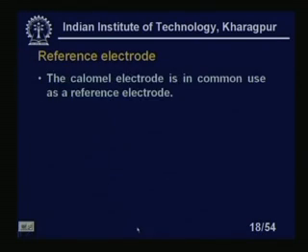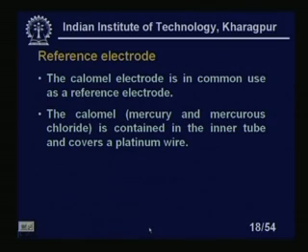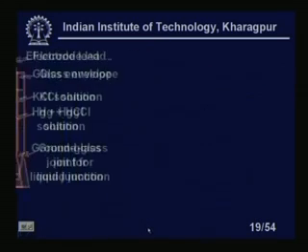You see the reference electrode. The calomel electrode is in common use as a reference electrode. The calomel, a mercury and mercurous chloride, is contained in the inner tube and covers a platinum wire. A saturated solution of potassium chloride is in contact with the measured solution that surrounds the reference electrode.